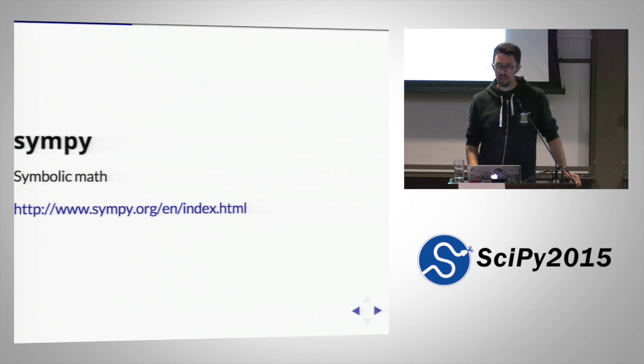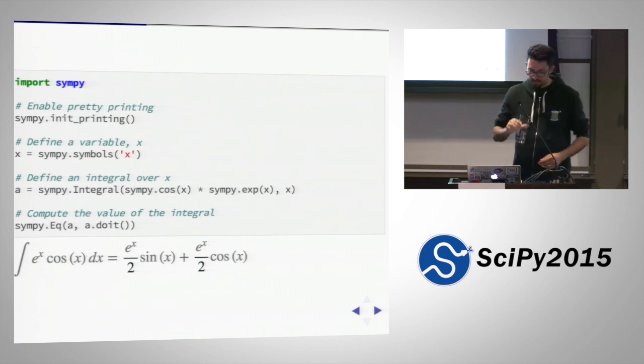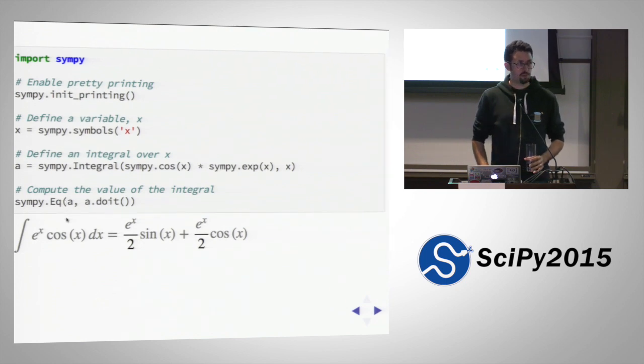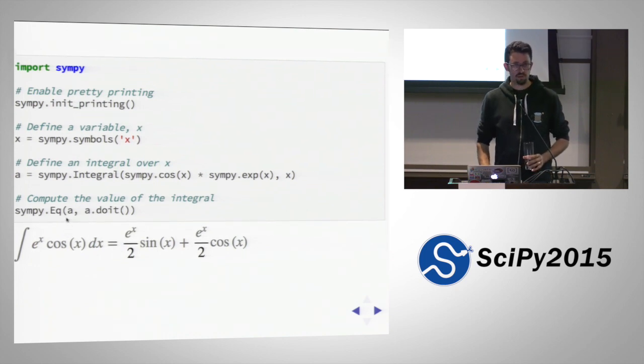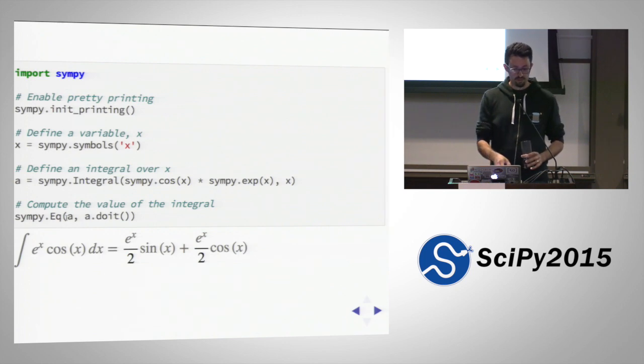SymPy does symbolic math, a bit like Mathematica or Maple. So it takes a few lines of code, but you can define a symbol x, define an integral over x, that's the exponent and then the cosine, and then say, hey, compute that for me. And it's not doing numerical integration, it's actually solving that for you and giving you the real result. So it's sort of like a little Wolfram Alpha or Wolfram in your pocket, you know. And it's very prettily formatted too.